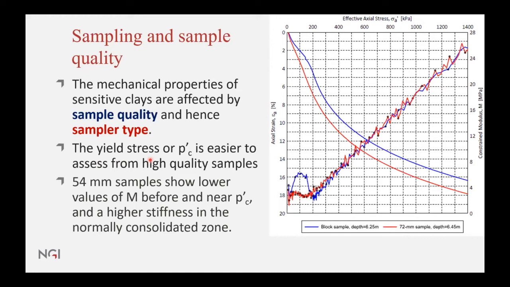Also, we see that the constraint modulus for low quality samples will be lower before or near the pre-consolidation stress, and higher than in the normally consolidated zone. So that could be non-conservative in many engineering problems. So it's important to be aware of that.